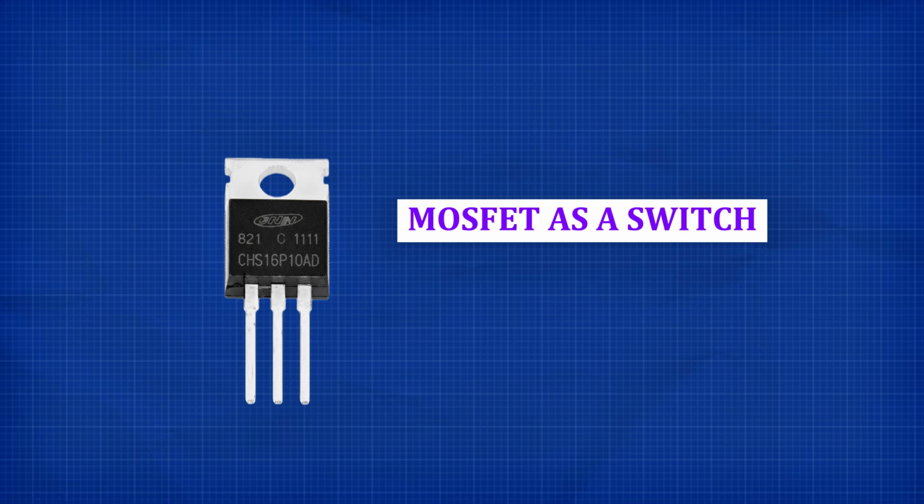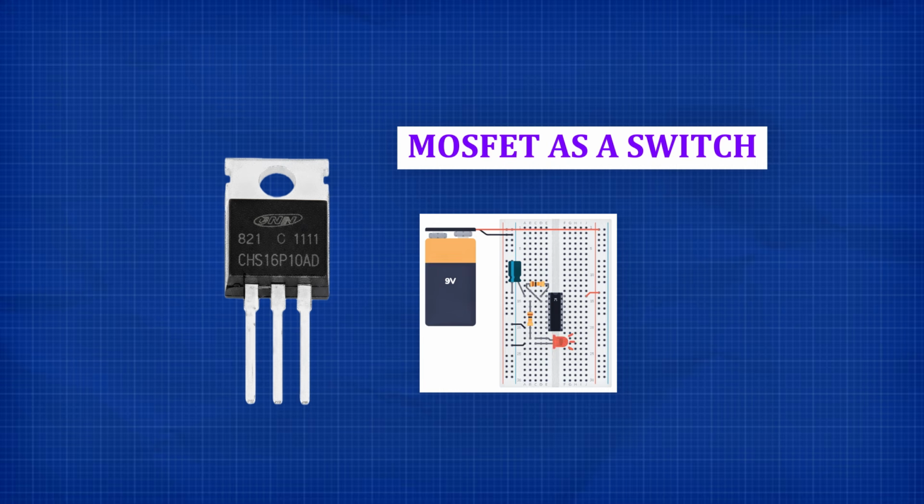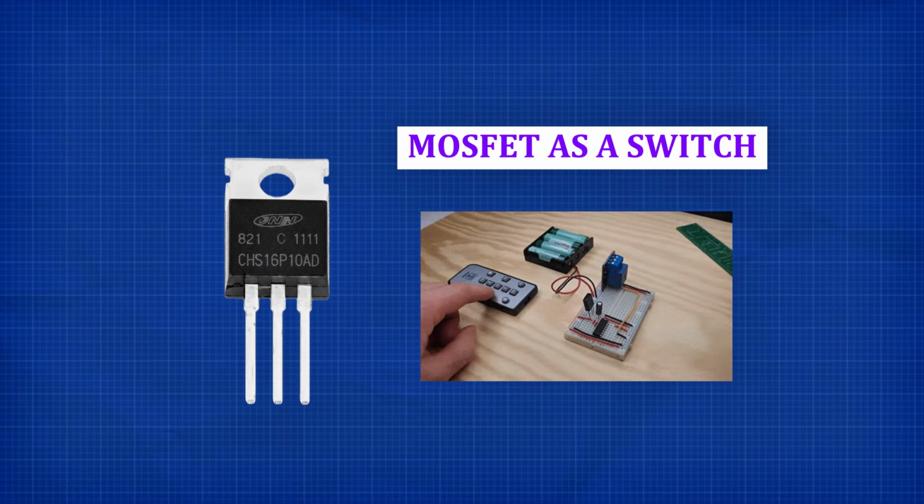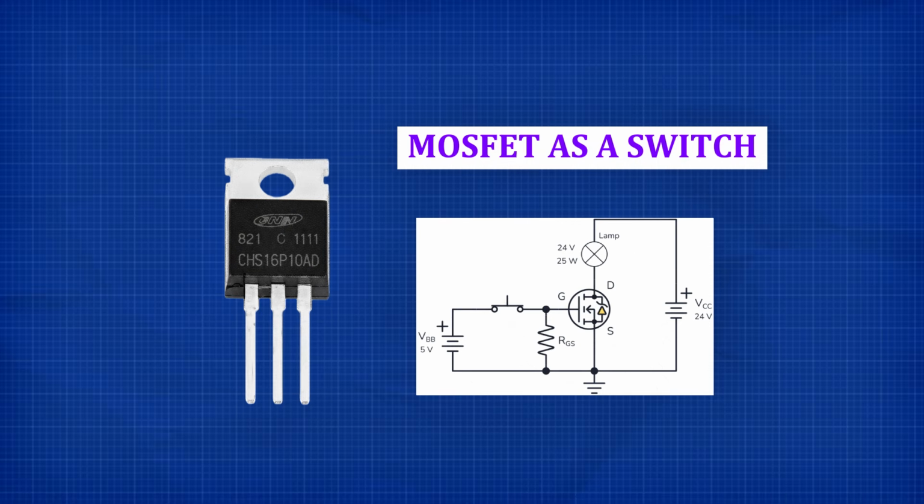Now let's quickly talk about MOSFET as a switch. Imagine you want to turn a lamp on and off using a microcontroller. The microcontroller cannot directly supply large current, so what do we do? We use an N-channel enhancement MOSFET. When the gate receives a positive voltage above its threshold, the MOSFET turns on and allows current to flow to the lamp. When the gate voltage is removed, the MOSFET turns off and the lamp goes off. That is clean, fast, and efficient switching.